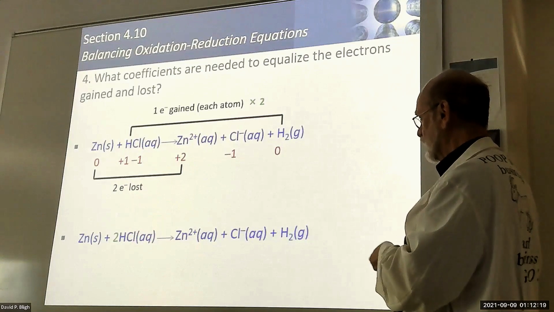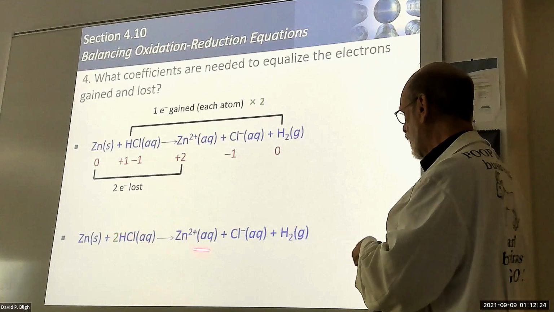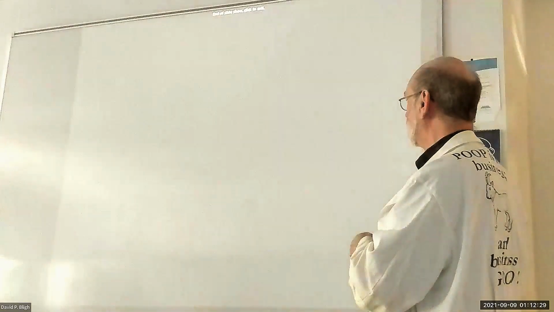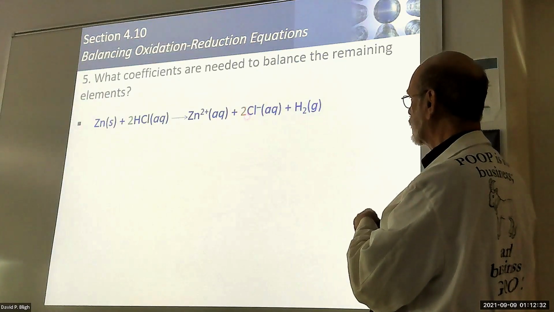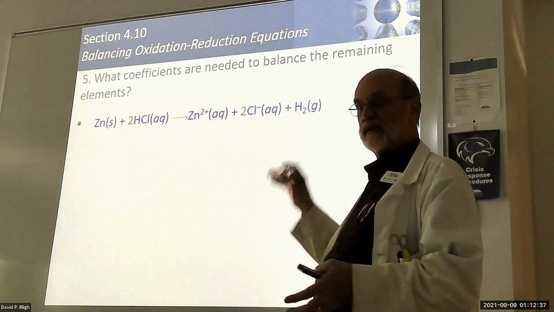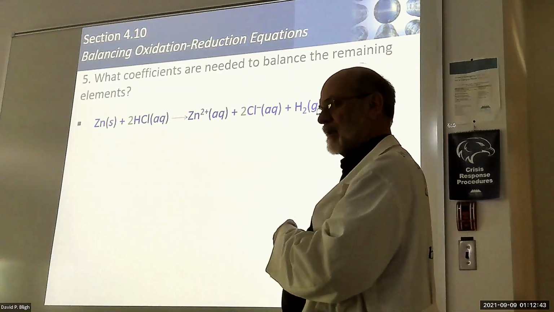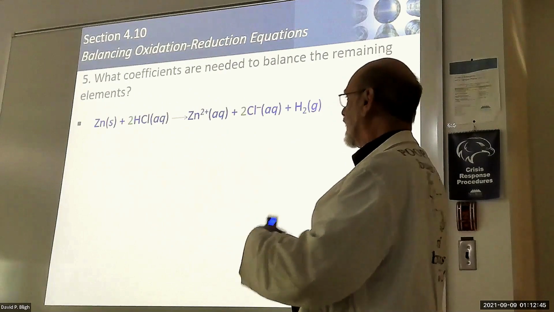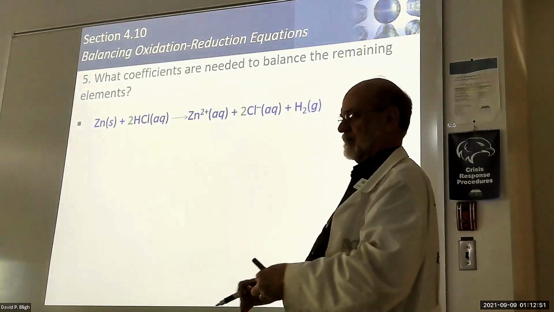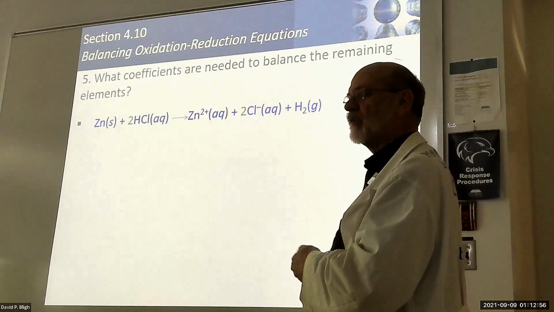Let's see if the rest of the equation is balanced. There's 1 zinc, 2 hydrogens, 2 hydrogens, 2 chlorides. Ah, we need a 2 here. Oops, sorry. So now we have our 2 there and our 2 there. And actually, this is all we need to do. That's balanced. But sometimes you get the electrons balanced, but the rest of the equation is not balanced. Once you get the electrons balanced, then you can set up your budget, like I showed you earlier, and finish it. But this is a simple one that balanced itself with just the redox.